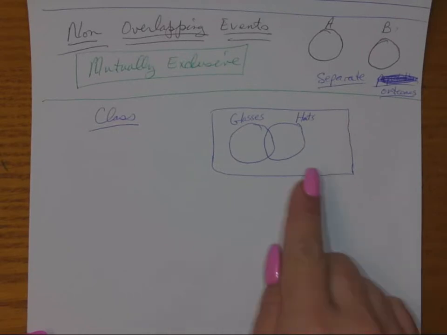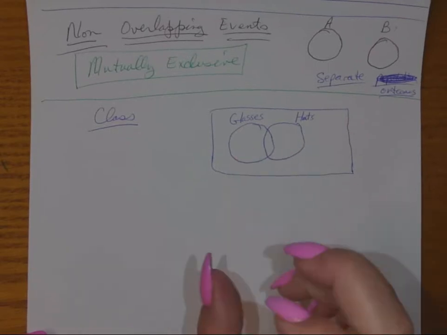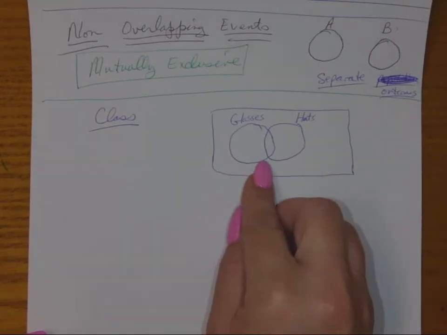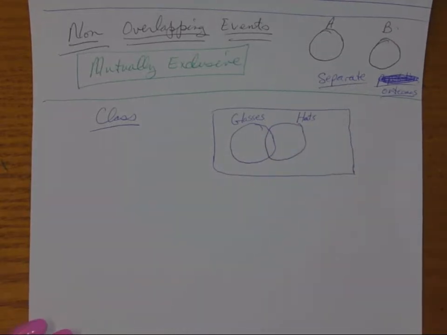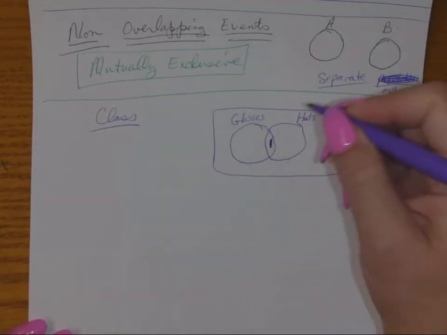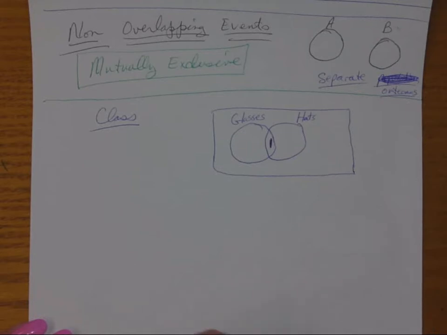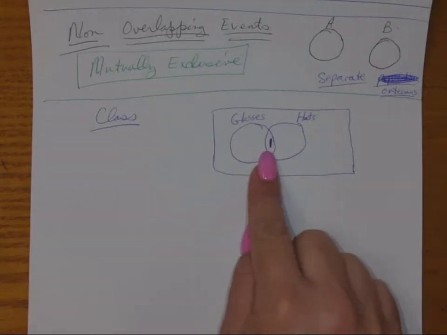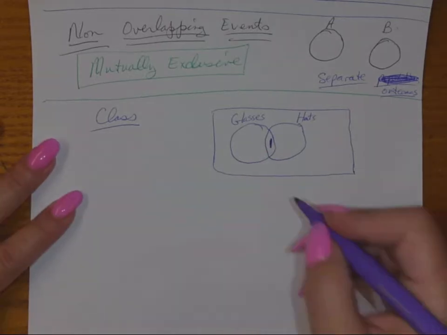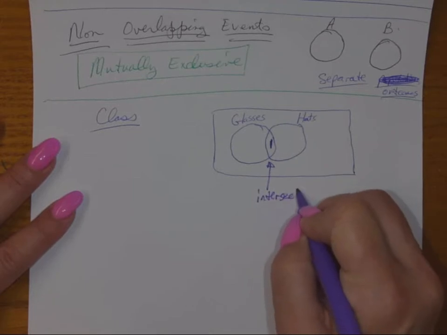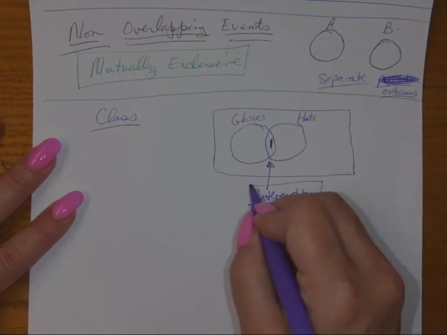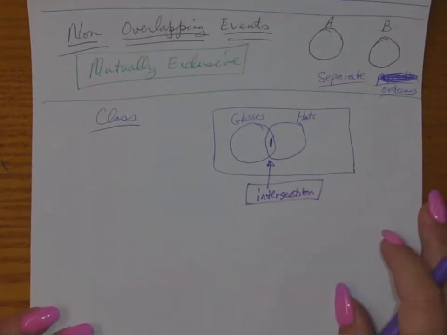Oh, they overlap. Notice that my 2 circles are overlapping here. These are people with glasses in the class. These are people with hats, and I had one person in the overlap, which means this person is wearing glasses and a hat. Uh-oh, what does that mean? That means they're in the intersection. Okay, they're in the intersection.